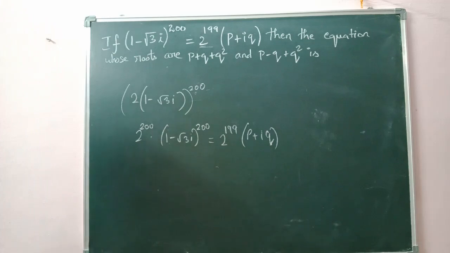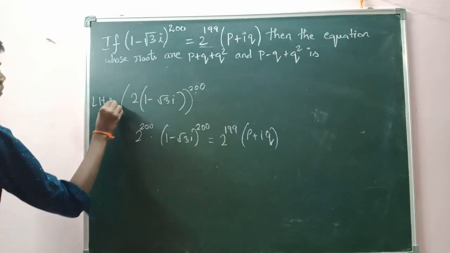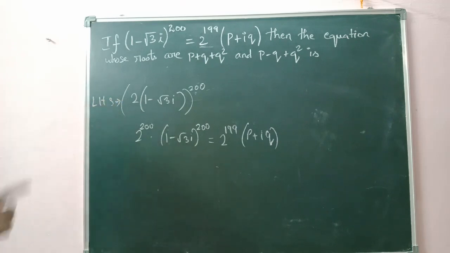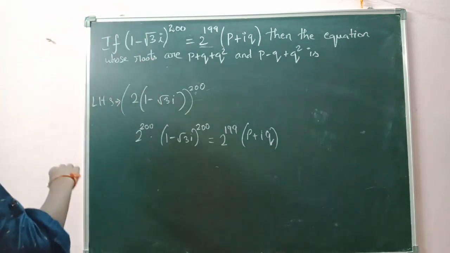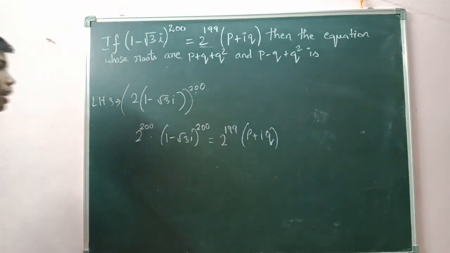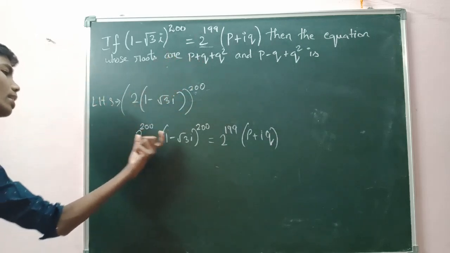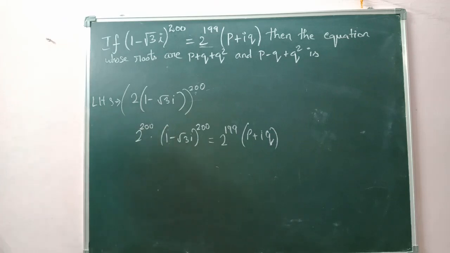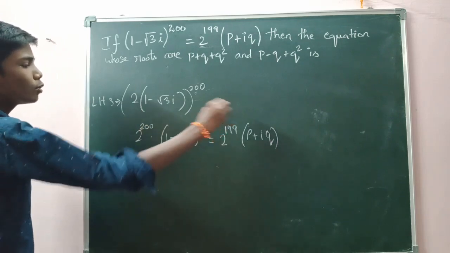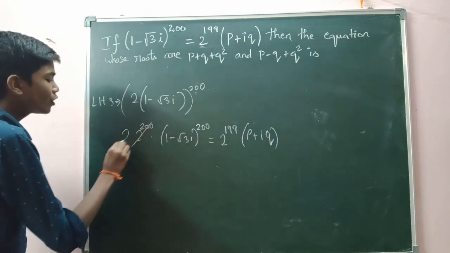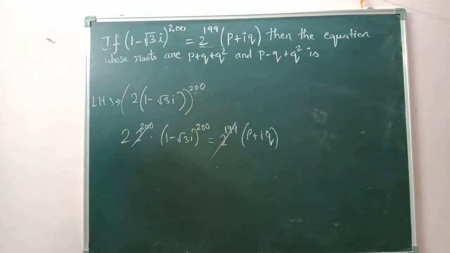And now try to understand, this is nothing but your LHS. I just solved your LHS by taking 2 common. So when I take 2 outside the bracket, I will get 2 times (1 minus root 3 iota) whole power 200. So (a into b) whole power 200 will be a power 200 into b power 200. As simple as that. And now from this I can cancel 2 power 200 and 2 power 199. So we will be left with a 2 here, and nothing will be there in the RHS. Very simple concept.